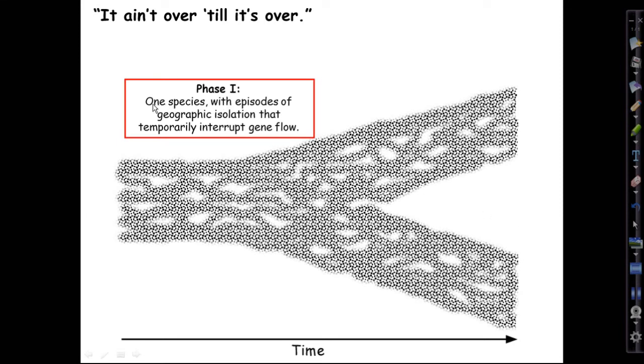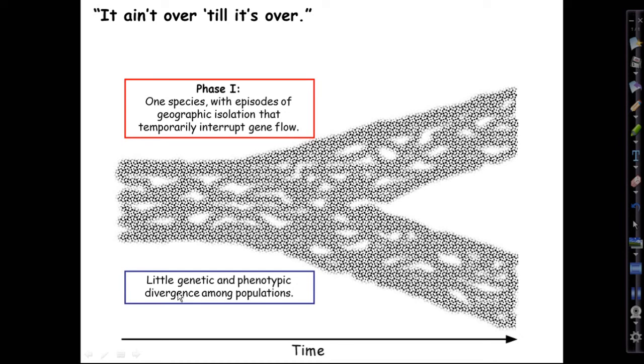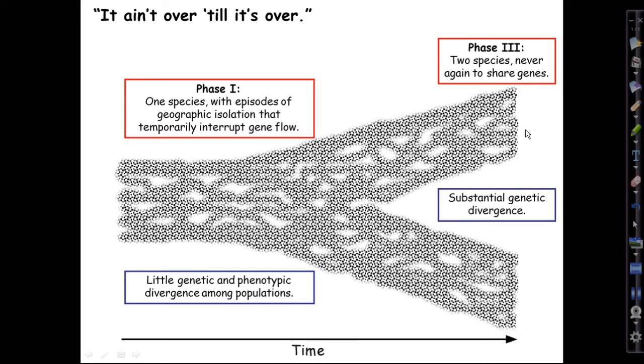So looking back on it, we say, well, there was a phase one when there was one species, episodes of geographic isolation, temporarily interrupted gene flow, but there was little consequence, little genetic or phenotypic divergence among the populations resulting from that, because those episodes were brief. Then to go to the opposite end today, let's say we have two species, right? This is not complicated. They're not going to share genes again. We can tell that because they are substantially diverged genetically and in structure and ecology, and we've made gene trees and they show that they haven't actually been trading genes since way back at this time.